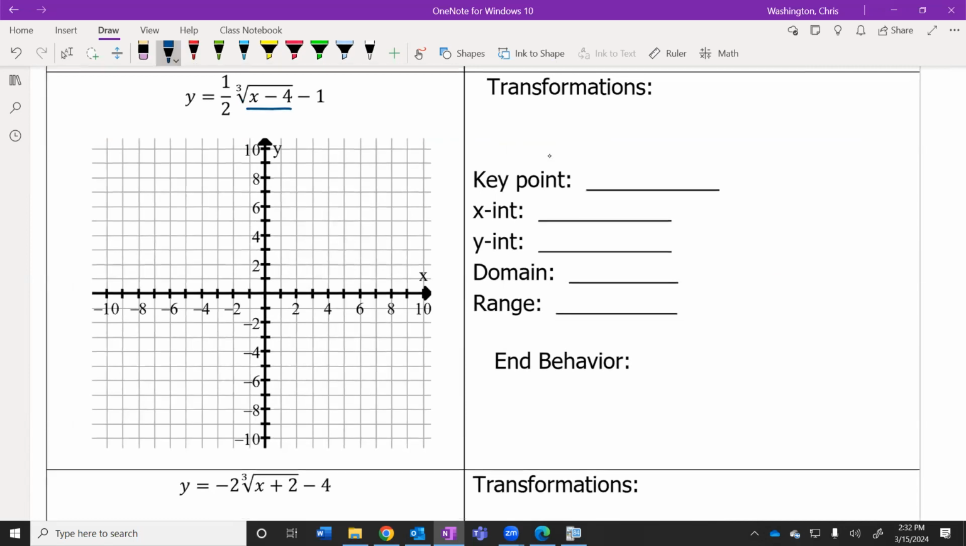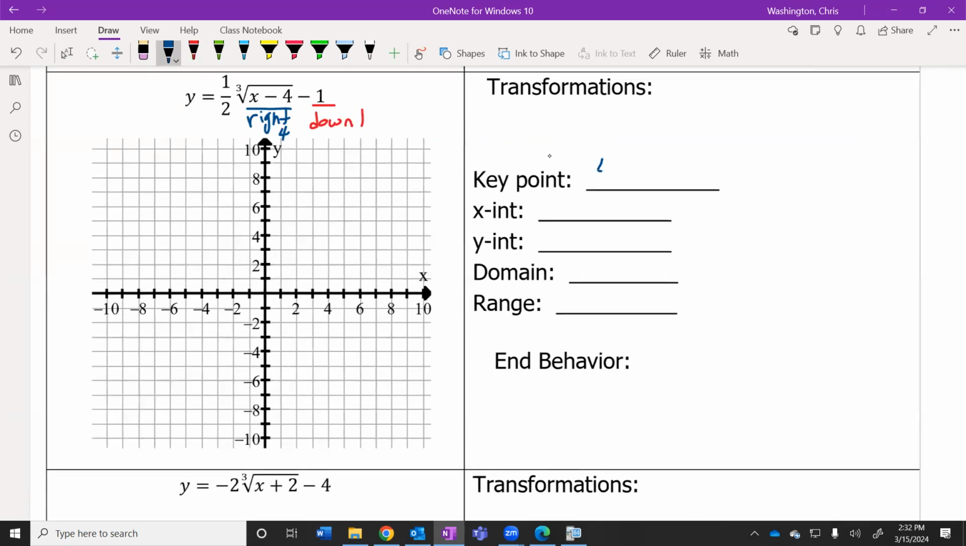What is the x minus 4 going to do to our graph? It's going to move it to the right 4, good. And what is the minus 1 going to do to our graph? It's going to move it down 1. So right 4, down 1. I guess I should have written those over there.